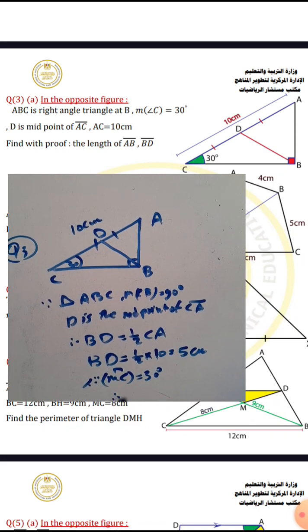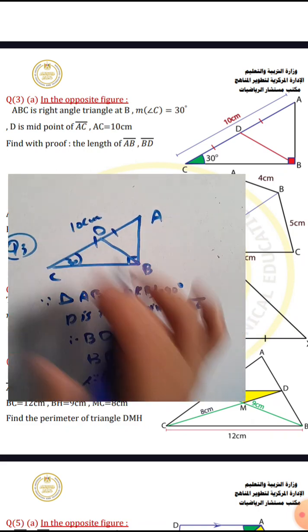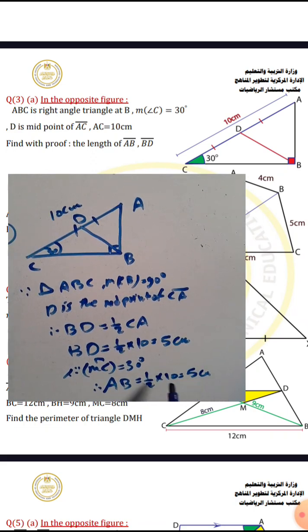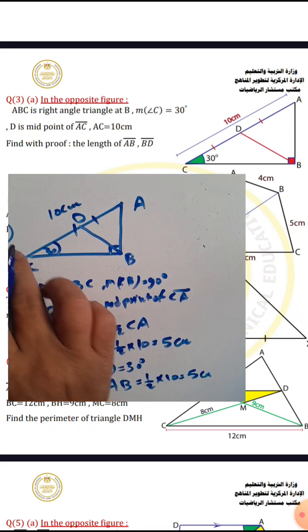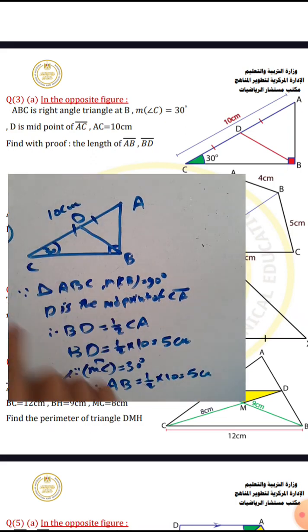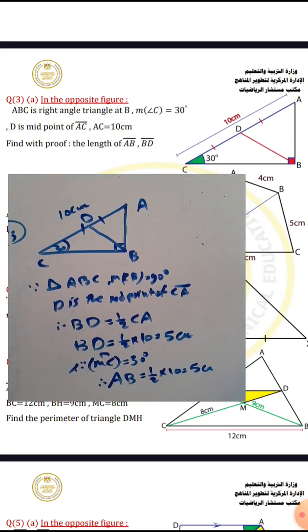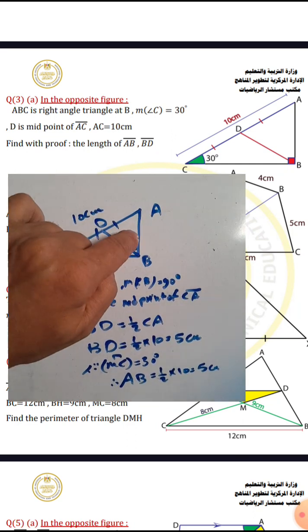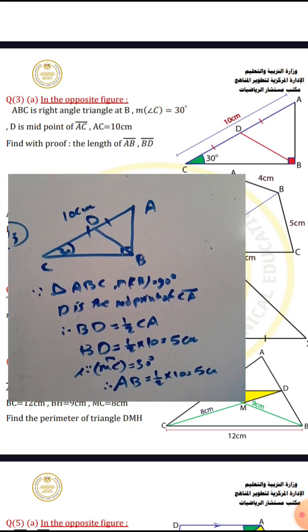Then AB will be half of 10, which is 5 centimeters, because this side is opposite angle C. Any side in any right angle triangle opposite 30 degrees has a length equal to half the hypotenuse. So AB is half of 10, it will be 5 centimeters.